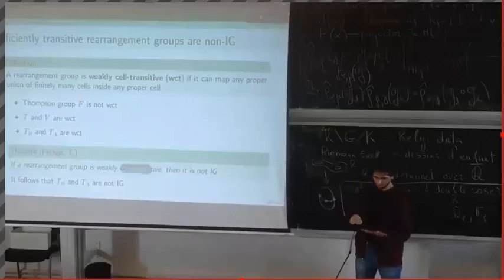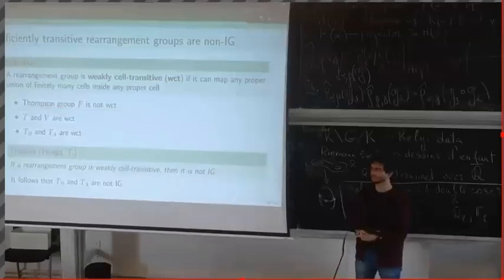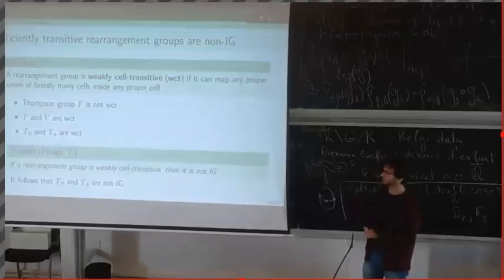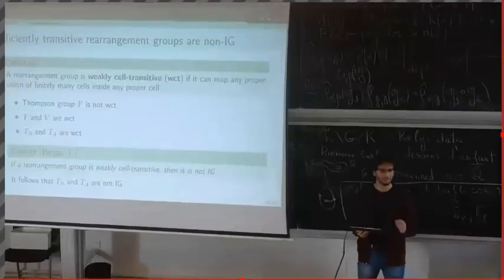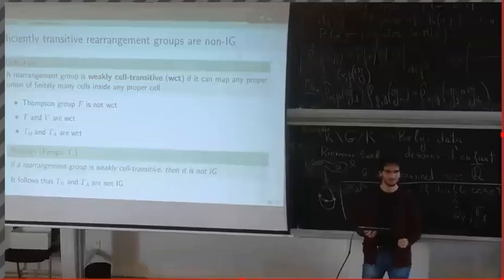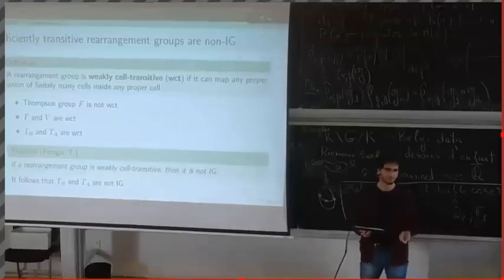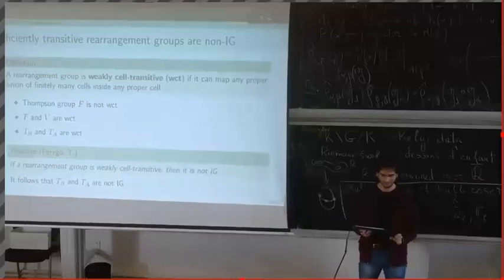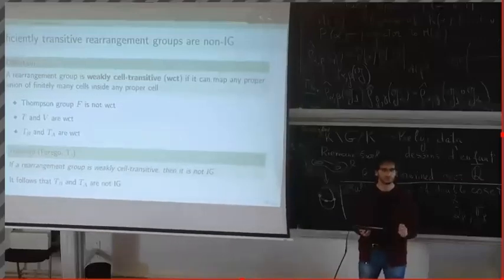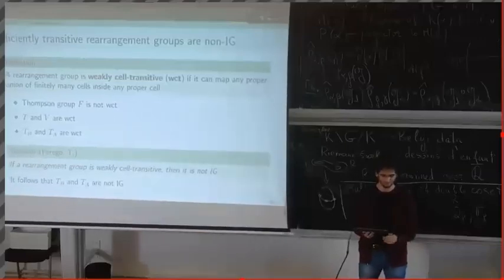Now, first of all, this definition works in the way that we wanted. Thompson group F is not weakly cell-transitive, whereas Thompson groups T and V are weakly cell-transitive. So we managed to actually separate these two situations. We also found out that T_A and T_B are weakly cell-transitive. As I said, we know a lot about the commutator subgroups, which are very transitive, so of course the groups themselves are. Also, I briefly mentioned the Vicsek fractal. The Vicsek rearrangement group is also weakly cell-transitive.